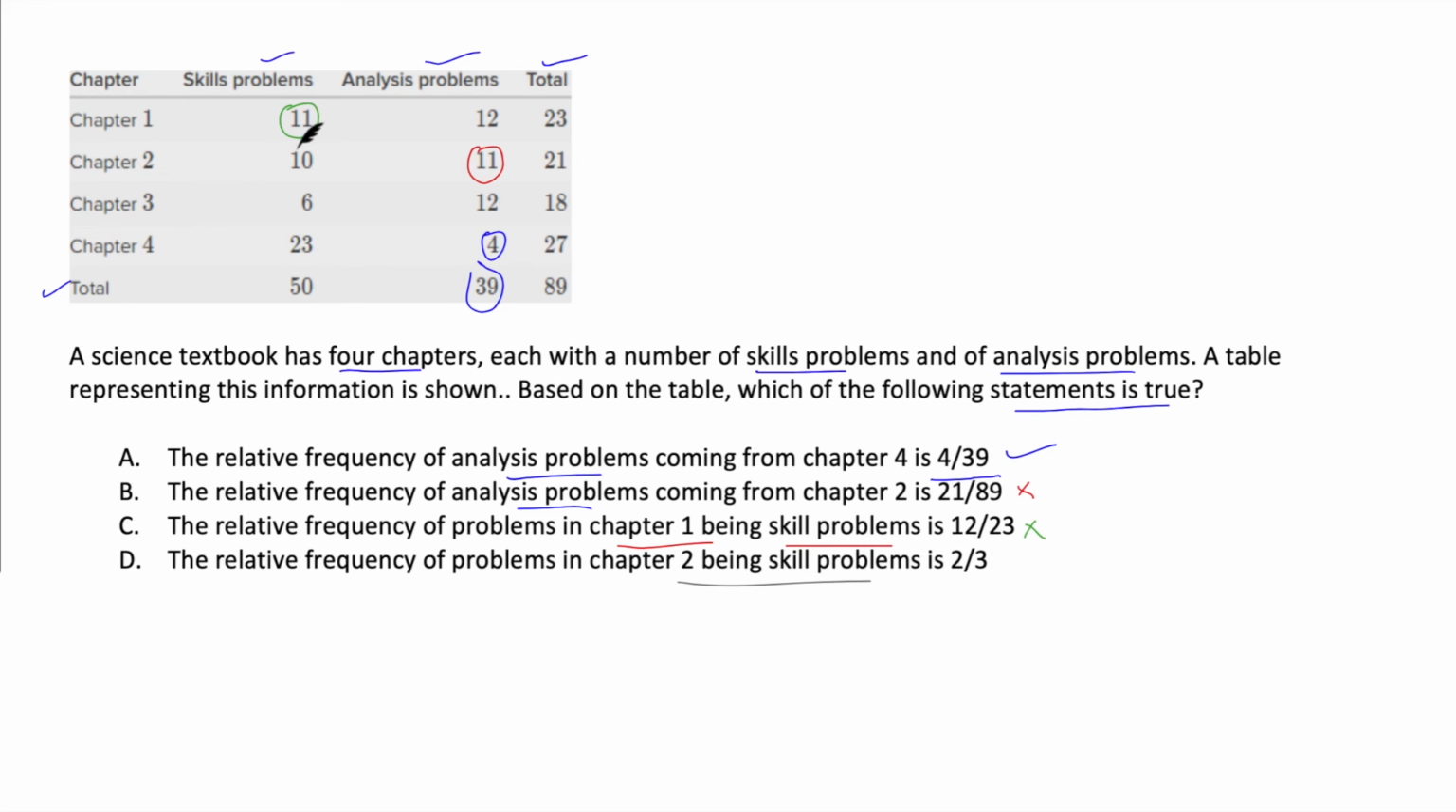Chapter 2 being skills problems is 10. Is it 2 by 3? No. If we look at all the skills problems, then the answer that we will get is 10 over 50, which is basically 1 by 5 and not 2 by 3. This is definitely wrong. And even if you do 10 divided by this total, even then this is not equal to 2 by 3. See? So definitely our answer is option choice A.